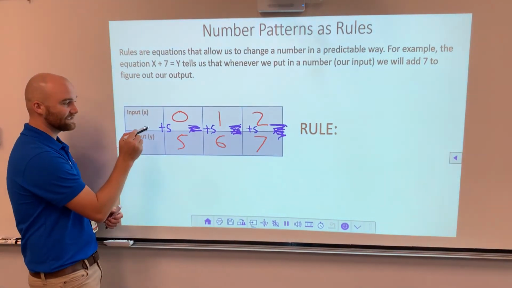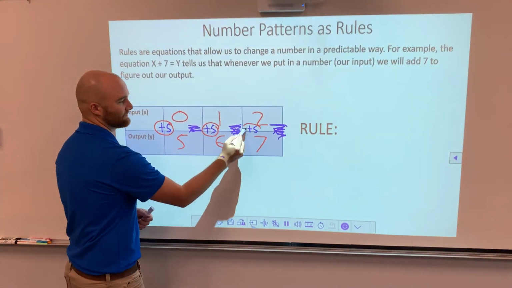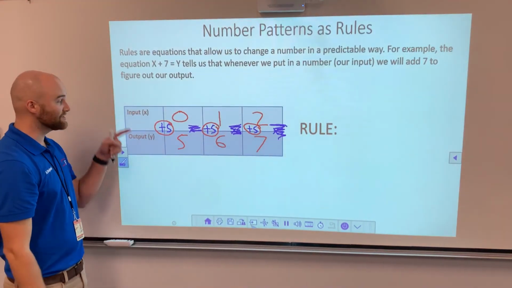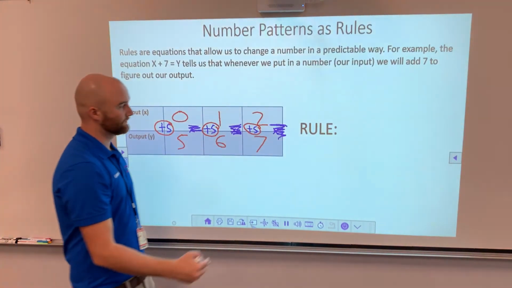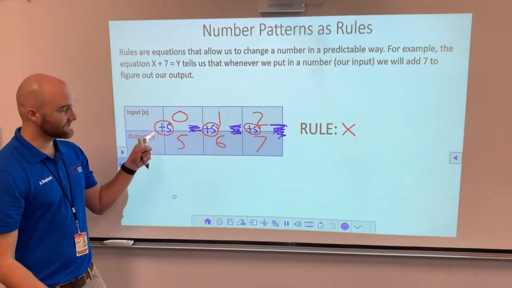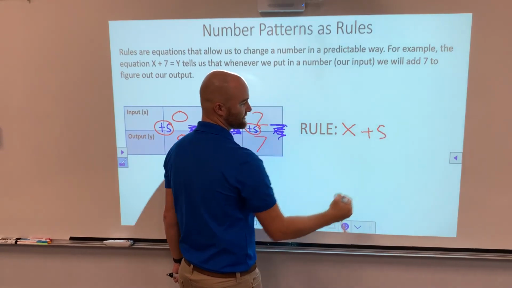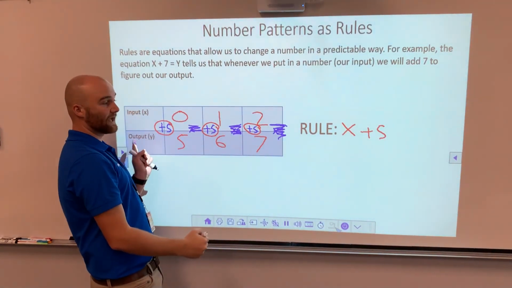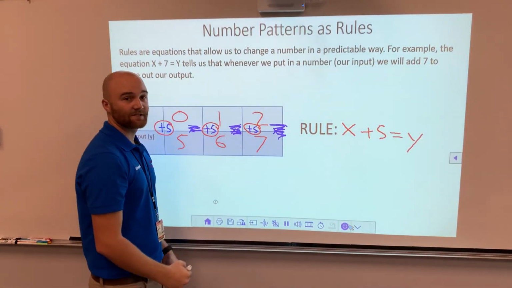What I'm doing is each and every one of these had a plus 5 as one way that they could change their input to their output. So I'll write in my rule. x, my input, plus the 5, which I said is happening in each one of these charts, is going to equal y, our output. x plus 5 is equal to y.